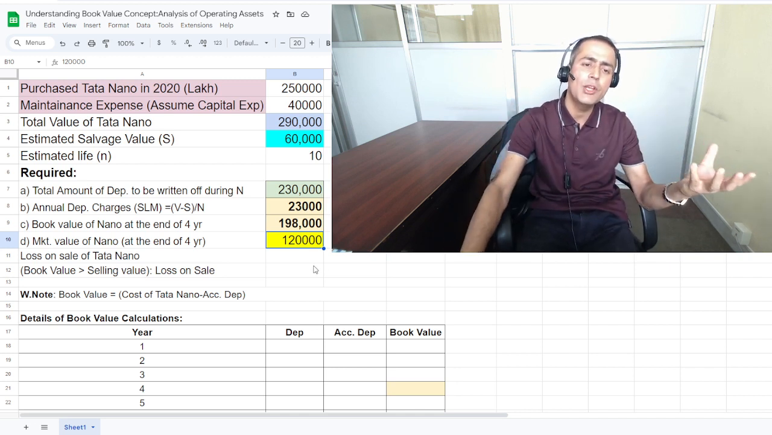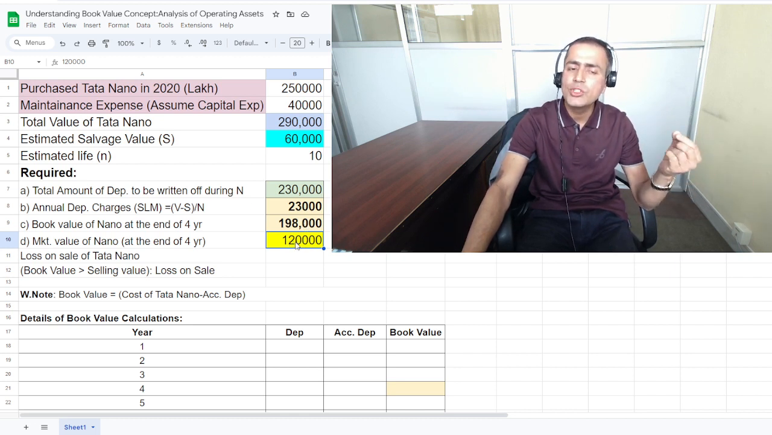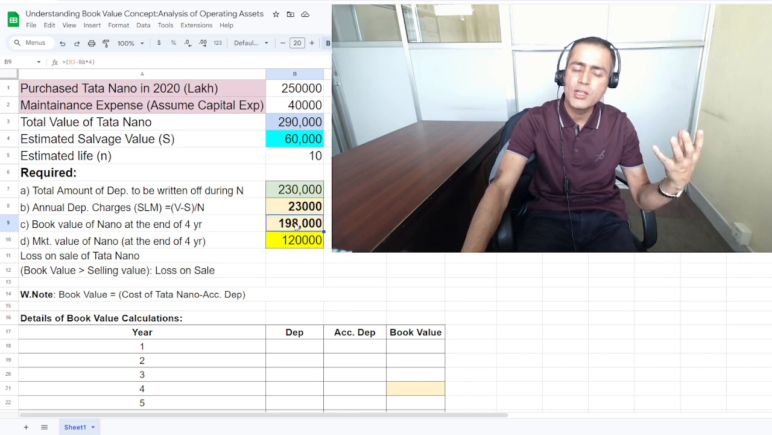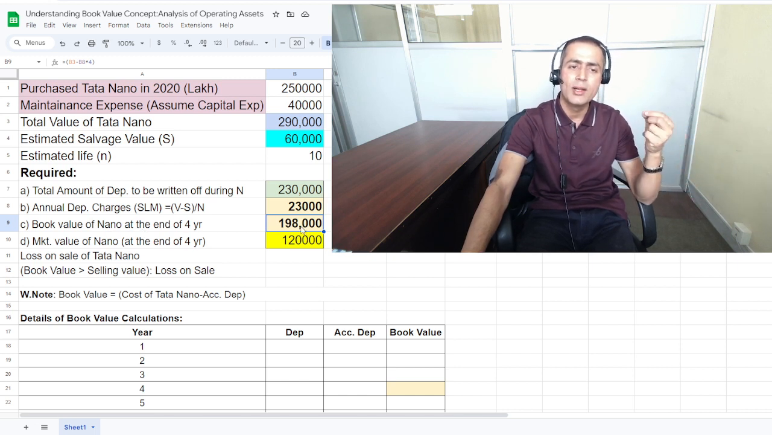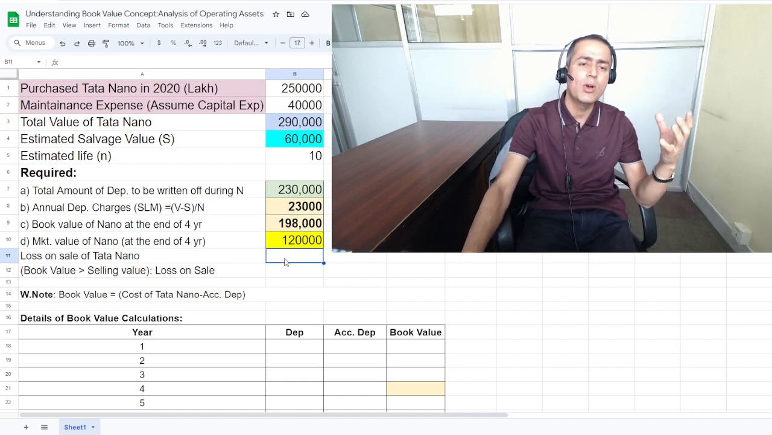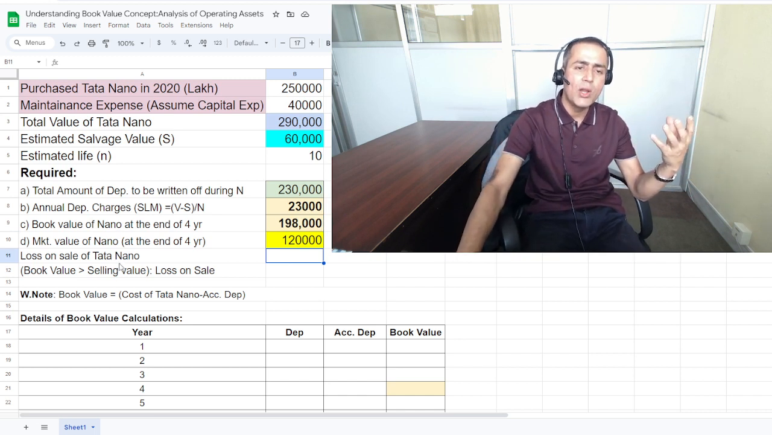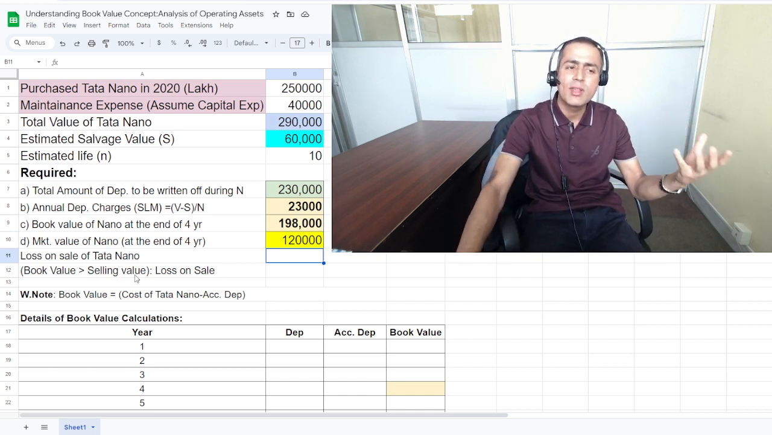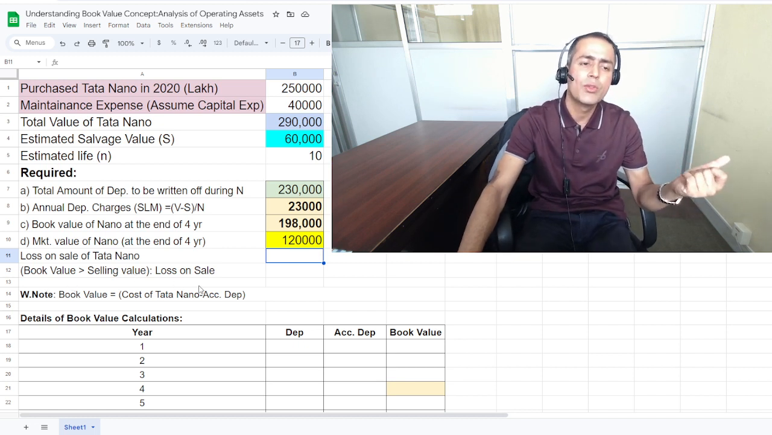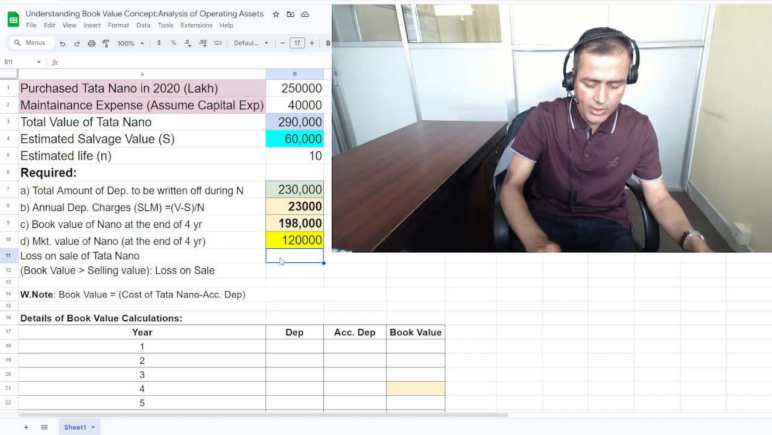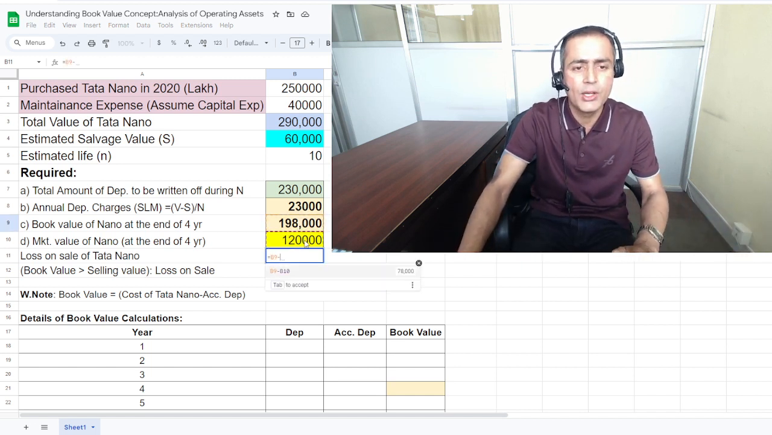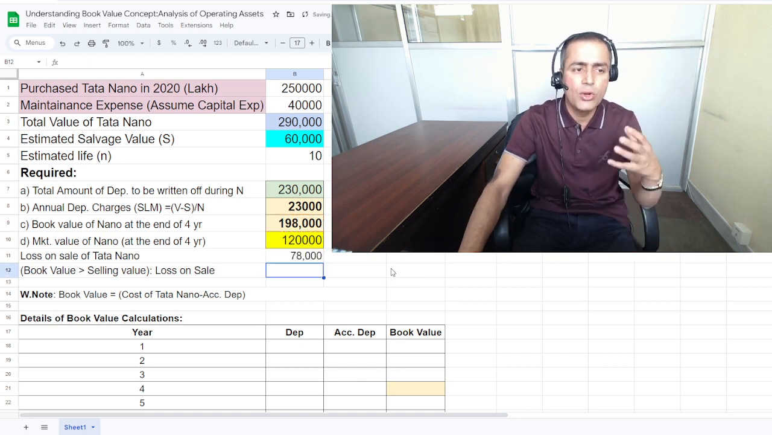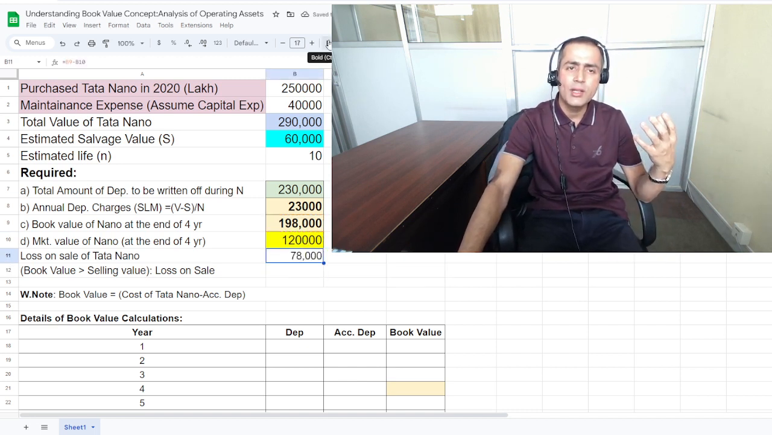That is the rational analysis. Before selling this Tata Nano, you need to calculate the book value. Now since someone is providing you just 1,20,000, while you came to know that the book value of this Nano at the end of the 4 years is 1,98,000, you would have a loss. I mean to say that since book value is greater than selling value, or you can say that selling value is lower than the book value, you would have a loss on sale, okay? So what is your loss on sale? This 1,98,000, and you realize 1,20,000. So your loss is 78,000, okay? Got it?